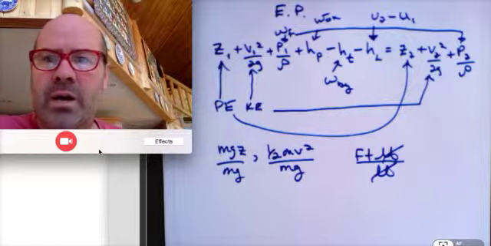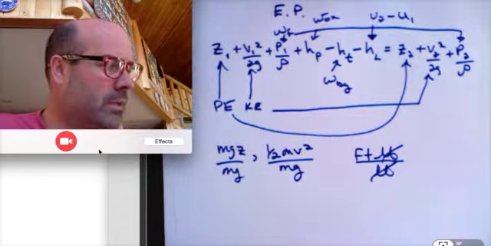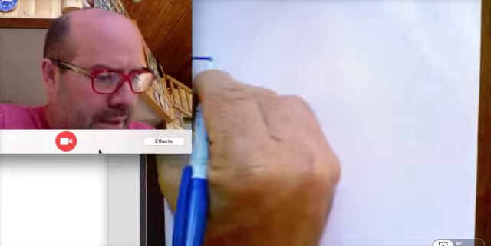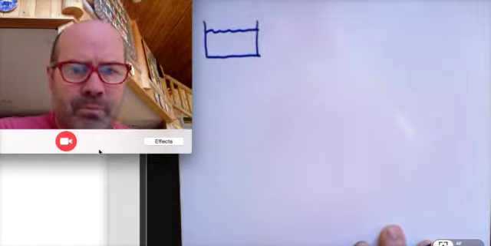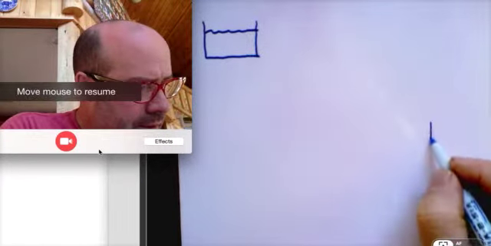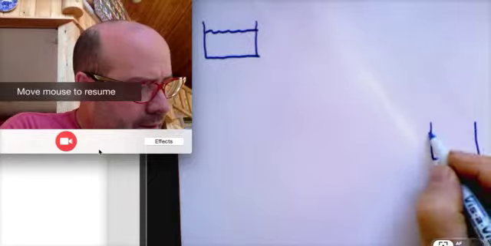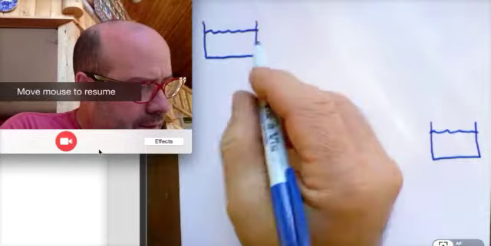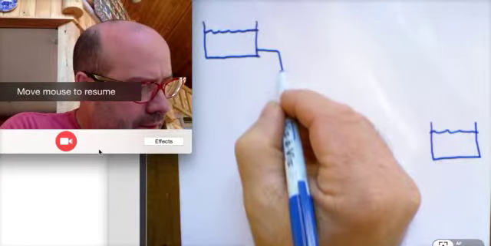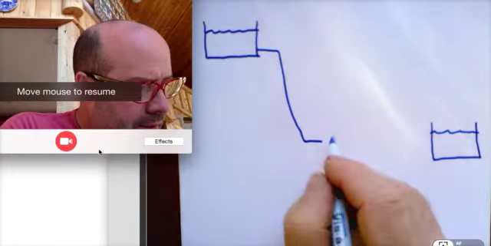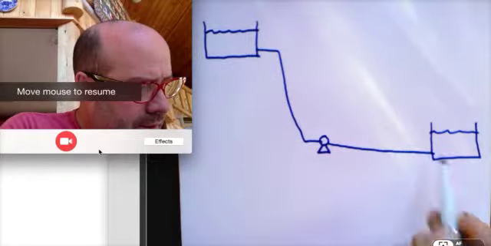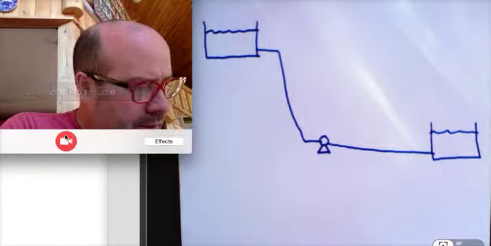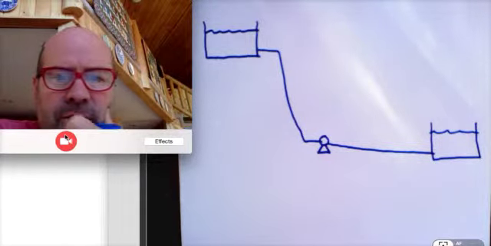Let's talk about how it might be applied in an example. So just say, for example, that we had a tank of water at one height, and we've got a tank of water at another height. And between that tank, we've got a device. Between the two tanks, we have a device. And we'll let our device be either a pump or a turbine.